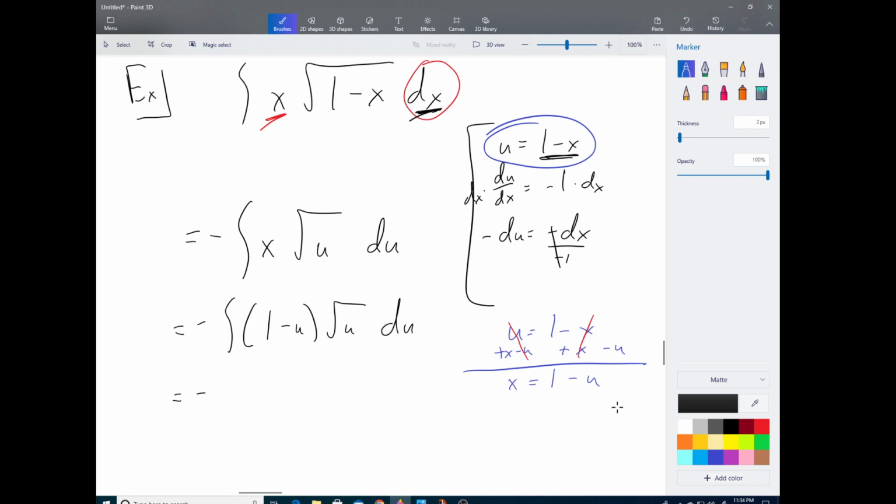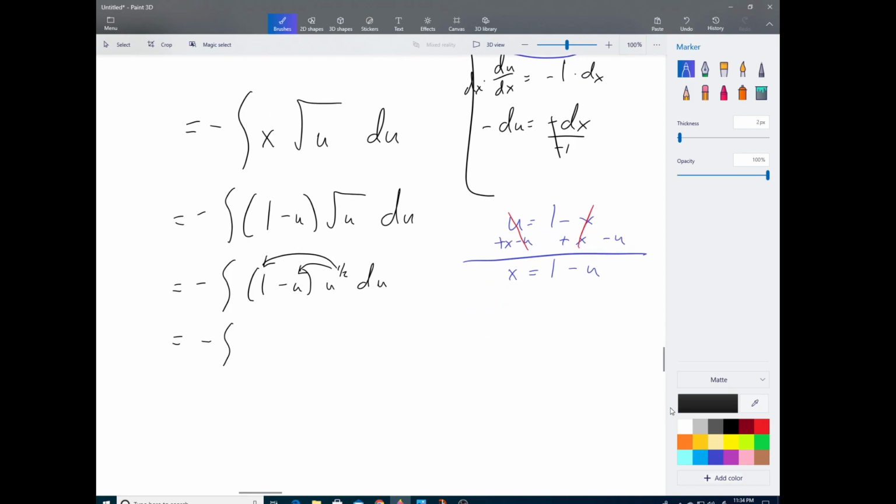Now, let's play with it before we take the integral. So I have 1 minus u. I'm going to change that to its power form. Square roots and 1/2 are the same power. And then I'm going to distribute, because this is a lot easier to handle. In fact, you don't have a method to solve for this while it's being multiplied together. You have to distribute.